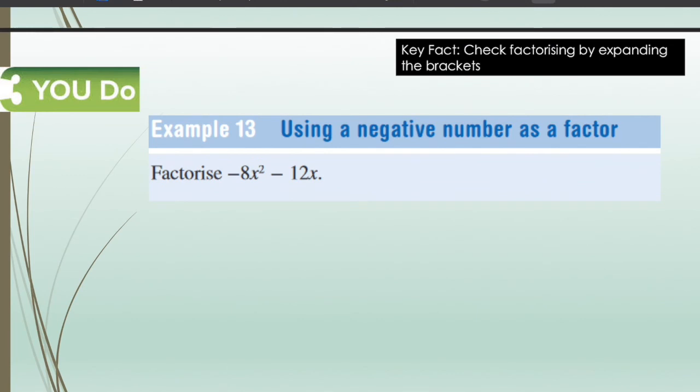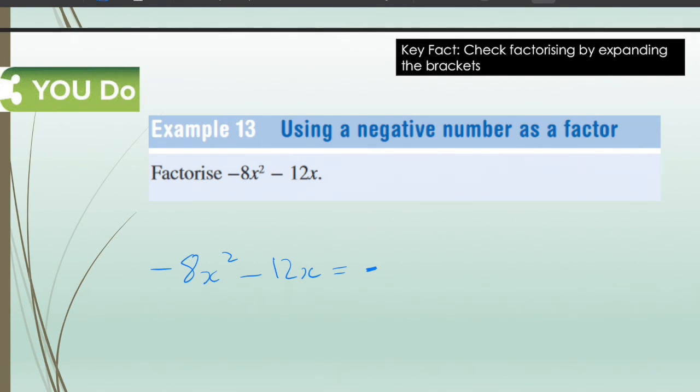Okay, just the same way in our expanding lesson that we had to be really careful with negative numbers, we also have to be really careful with negative numbers when we're factorizing. So I want you guys to have a go at factorizing this expression, and I'm going to give you the hint that your highest common factor is going to be a negative number. Pause the video, have a go at it, and when you come back, I'll show you the solution.